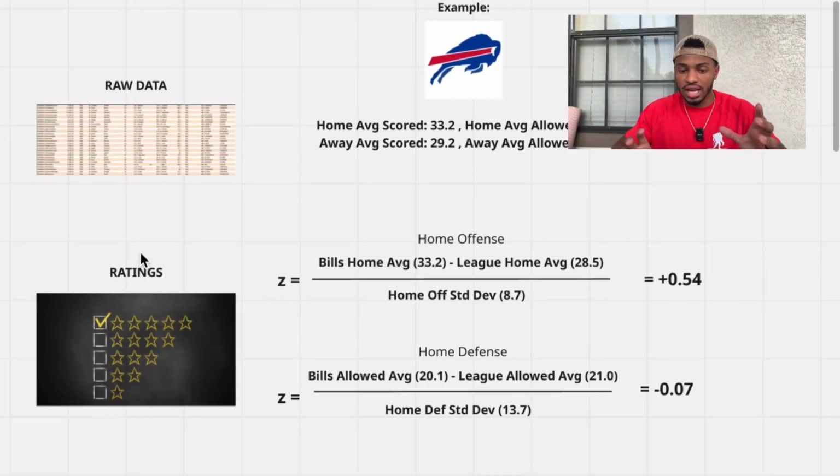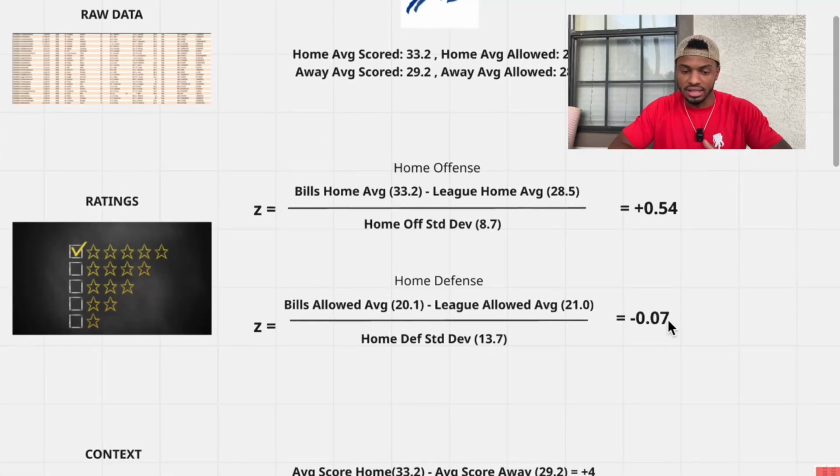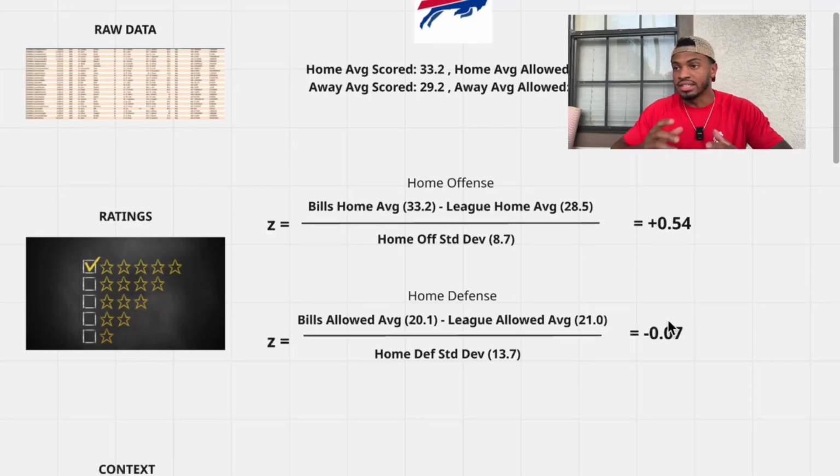So let's just say that the Bills are playing at home. At home, we're going to calculate their at-home offense and their at-home defense using a z-score. A z-score is a way to basically compare a whole bunch of people to an average, so we have a metric that's easy to follow and an easy way to figure out who's good and who's not. The formula is: you take the Bills' average that they score at home, subtract the league average, and then divide that by the standard deviation.